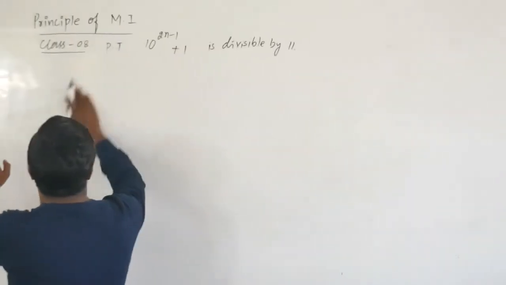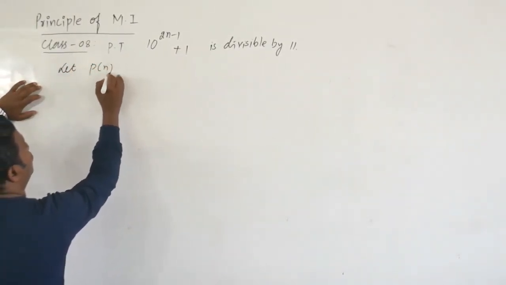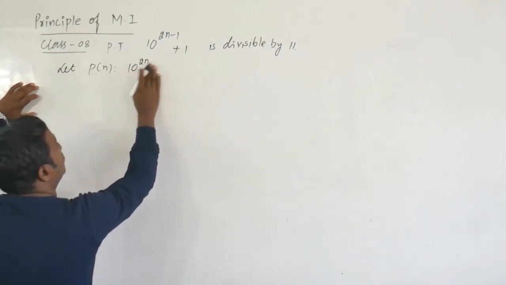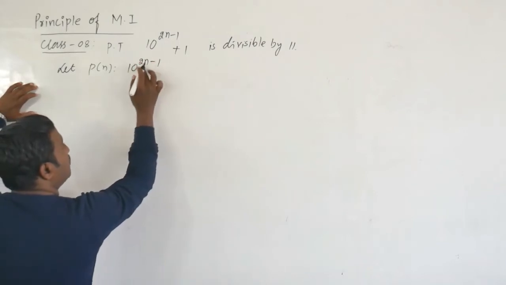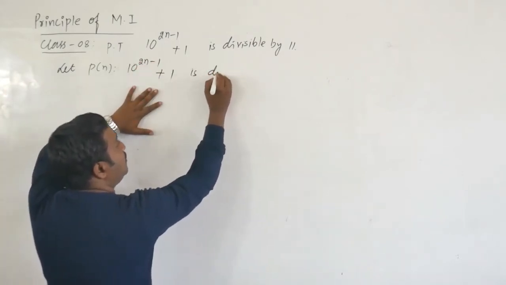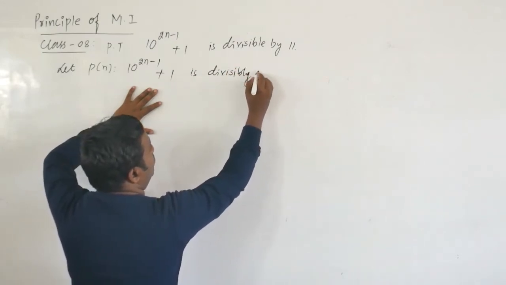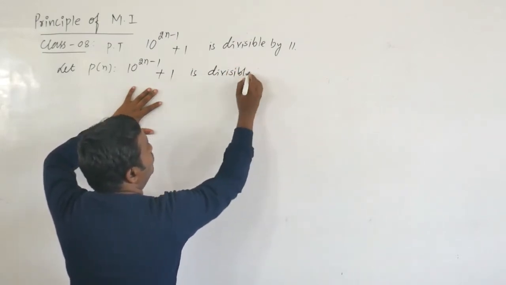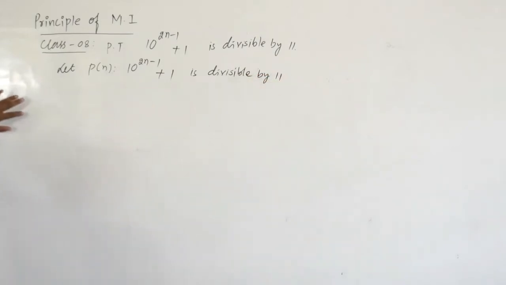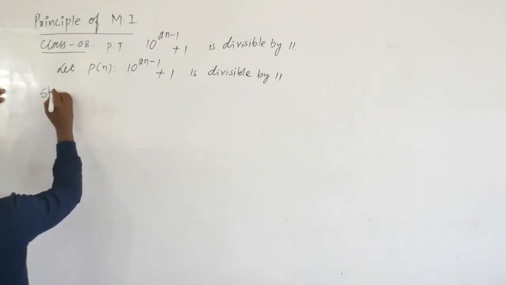They have given P of n as 10 raised to 2n minus 1 plus 1 is divisible by 11. Divisible by 11. So now step 1.